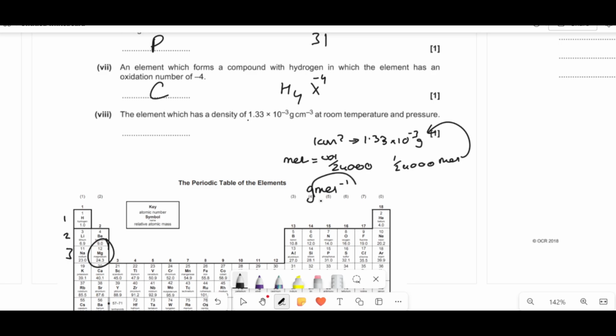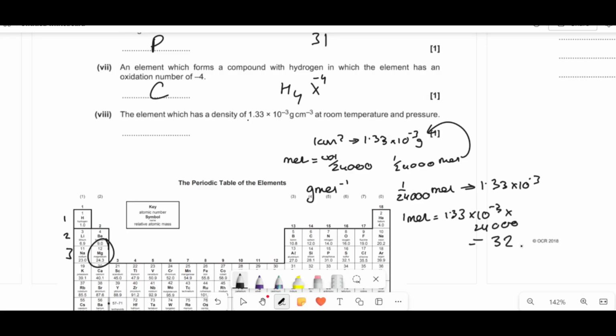Grams per mole means that 1 mole of this weighs this much. So here, if we have 1 over 24000 moles, and that weighs 1.33 times 10 to the -3, then that means that 1 mole of this would weigh 1.33 times 10 to the -3 times 24,000, which is 32, right? So this Mr is 32. It's got to be gaseous because it's a volume and a density thing here. So it can't really be sulfur because that's a solid. However, if I halve it, you end up getting 16. So it's oxygen, or O2.